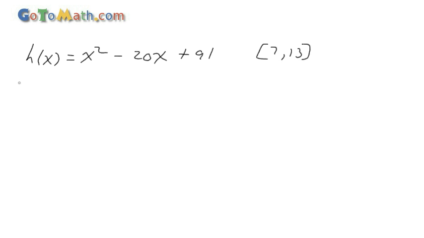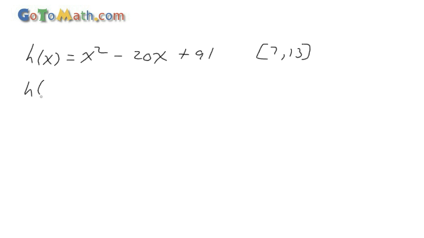Alright, so we have h of x. Let's write that out. h of x is equal to x squared minus 20x plus 91. And we're on that interval between 7 and 13.